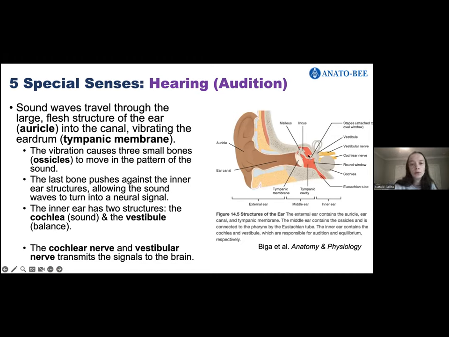And it's going to move with the pattern of the vibrations. And then they're going to push across other inner ear structures. And so you have the cochlea, which is right here. This is mainly for sound, whilst the vestibule up here is mainly for balance. And so there are two nerves in the ear. You have the cochlear nerve and the vestibular nerve up here, which transmits this into the brain.